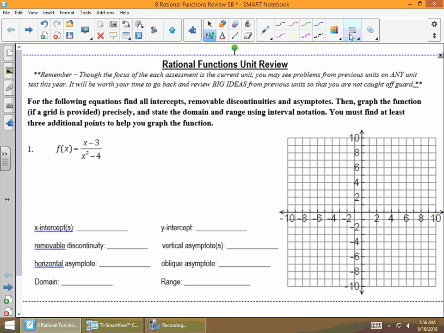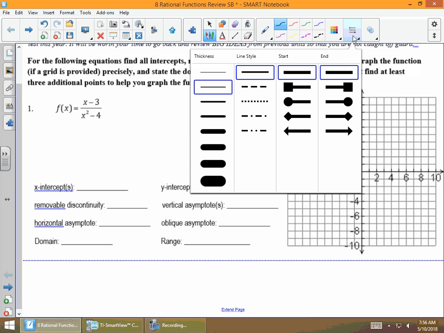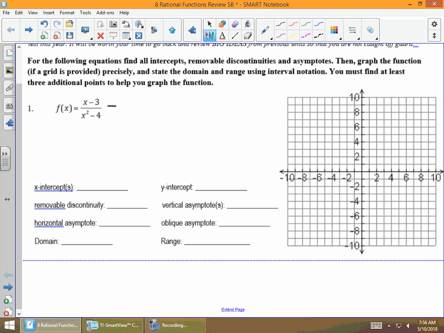Right, the first thing we always do with any function is to factor. So I'm going to factor x minus 3 over x squared minus 4. So I'm going to factor that denominator. All right, so all of these pieces matter to us.